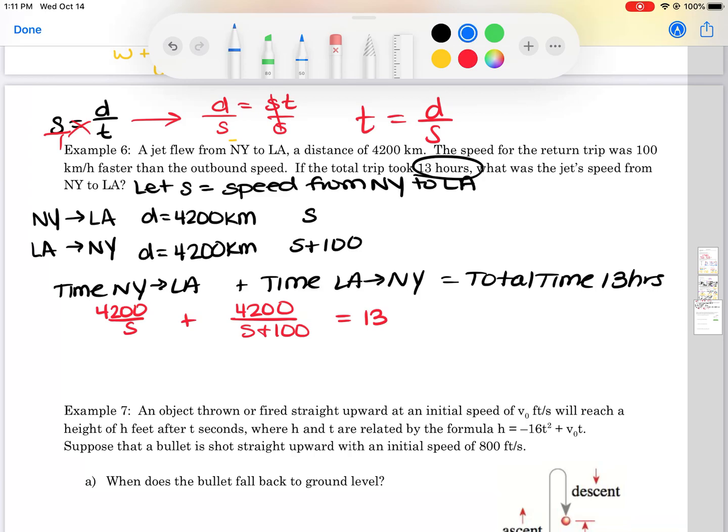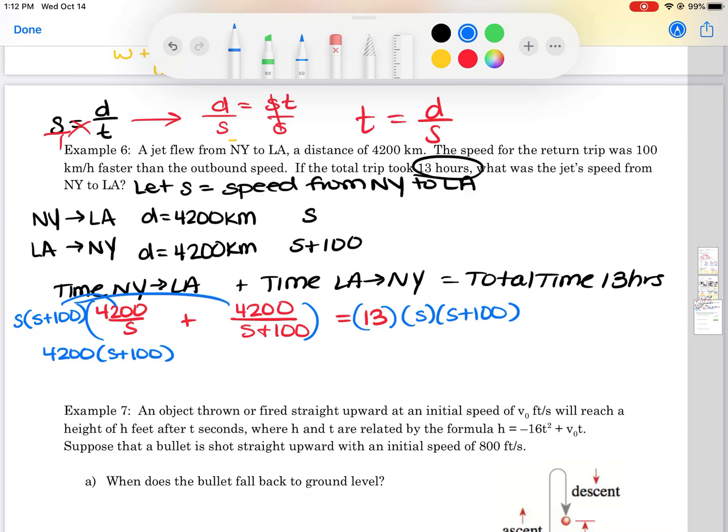Now what we want to do is solve. We can multiply by the common denominator to make sure we have no fractions. The common denominator will be S times S plus 100. Okay, and we're going to clean up. When I distribute to the first fraction, the S cancels. I get 4,200 times S plus 100. When I distribute to the second, the S plus 100 cancels, so I just get 4,200 S. And that'll equal 13 S, I'm going to distribute that.